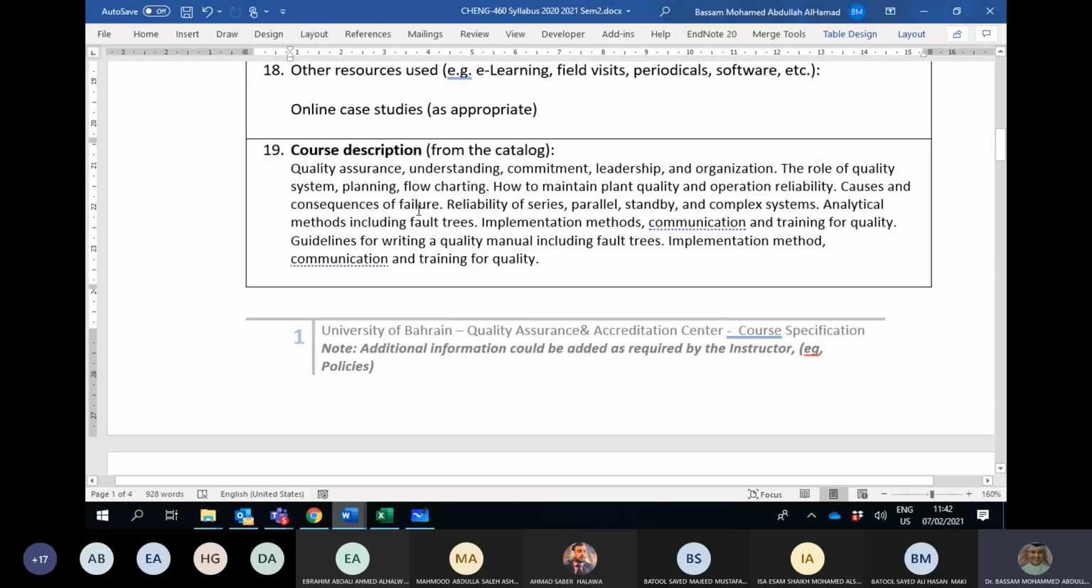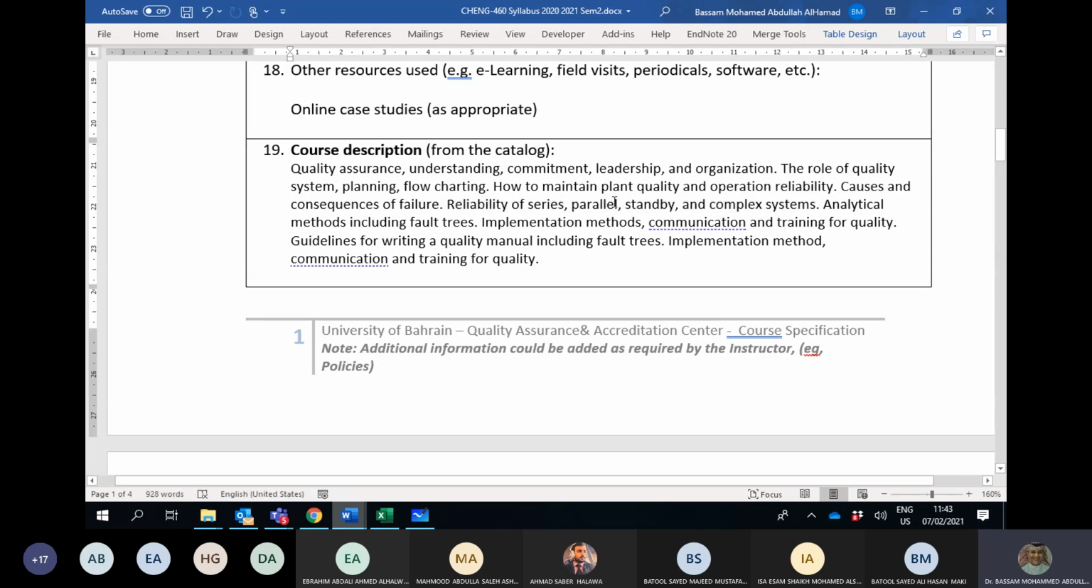For example, we are going to use a cause and effect diagram. It is called the fishbone diagram, or the Ishikawa. Ishikawa is the name of a Japanese scholar. So we are going to study the Ishikawa diagram. We may study reliability of systems that are in series and parallel.